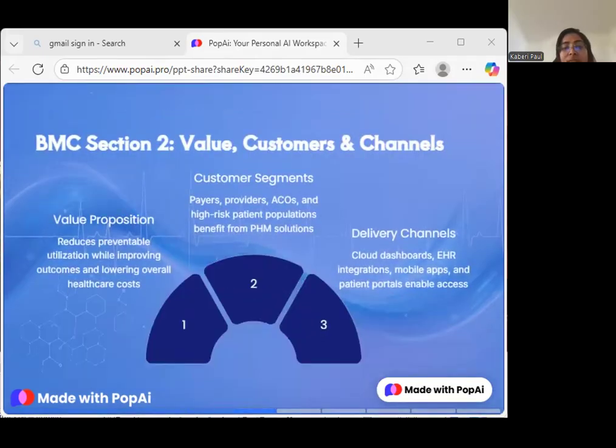Yes, now it's value, customer, channels. Now I'll walk through the next three areas of the business model canvas: value proposition, customer segments, and channels.